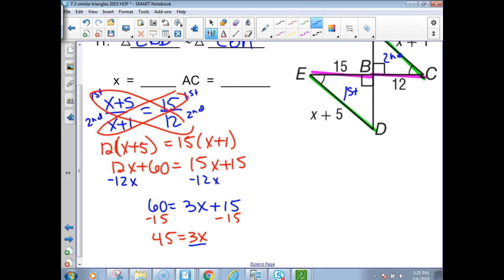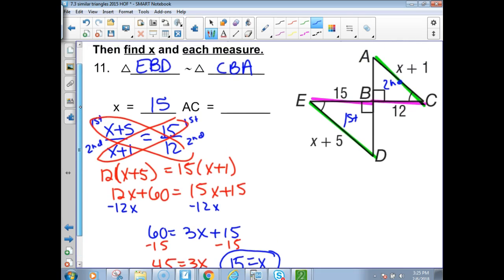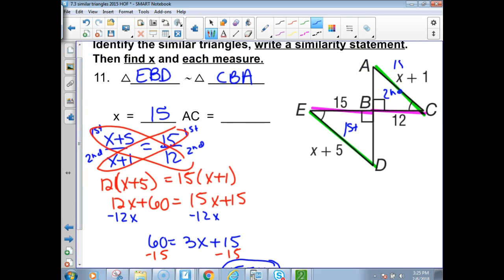Don't worry about that 3x being on the right. Divide by 3. I got 15. All right, that's my x. Uh-oh, finally, I think we have to do something. AC isn't just 15. It's going to be 15 plus 1, which is 16.